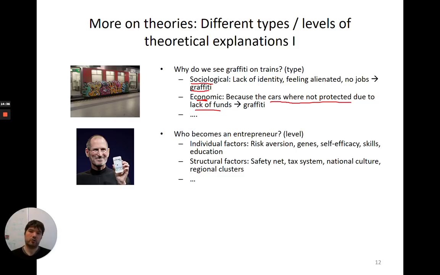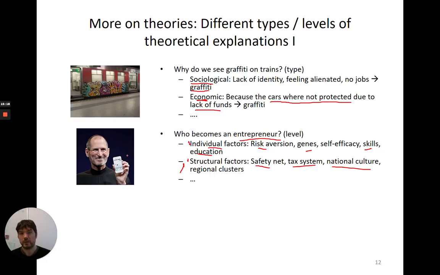Similarly, one could, for instance, ask the question, who becomes an entrepreneur? And we can point to individual factors, how risk averse you are. There might be some genes that drive this. It might be about the skills you have at the educational level, but we can also point to structural factors, that the people that become an entrepreneur are those that live in countries with a strong safety net or a certain tax system or a certain national culture. So again, just an example of how the same question, why do people become entrepreneurs, we can provide different abstractions of reality and focus on different kinds of factors at the individual level or structural level.